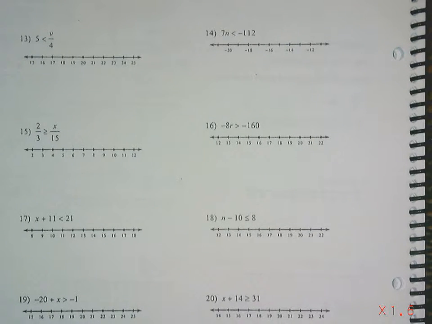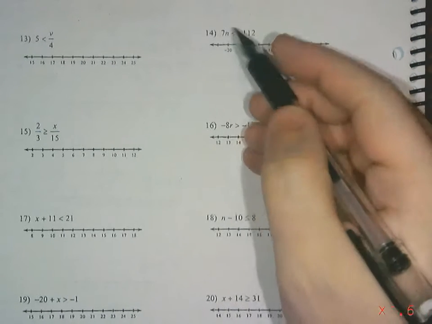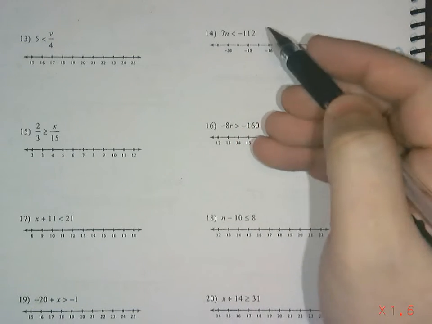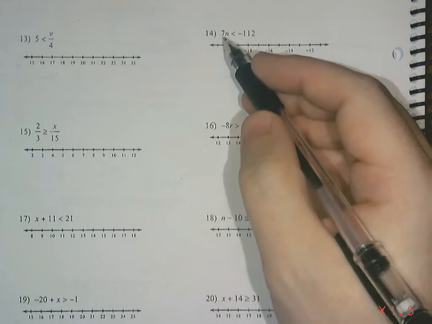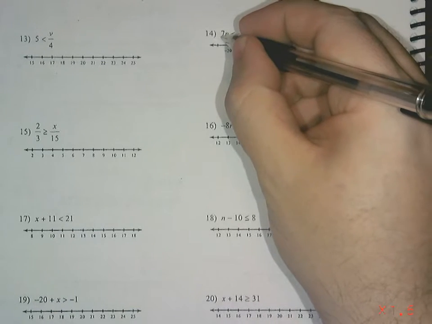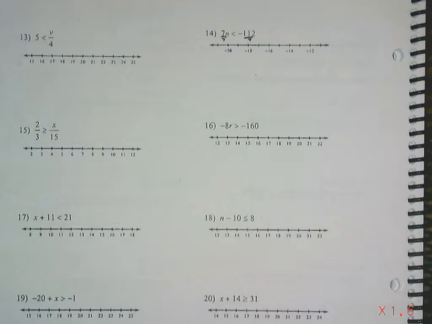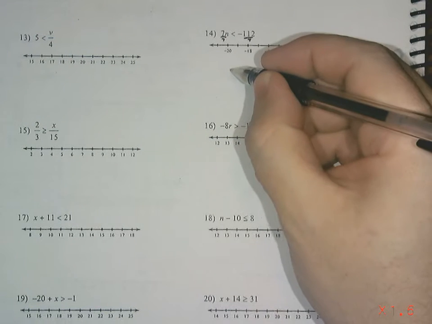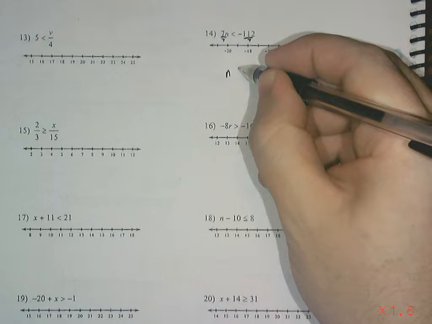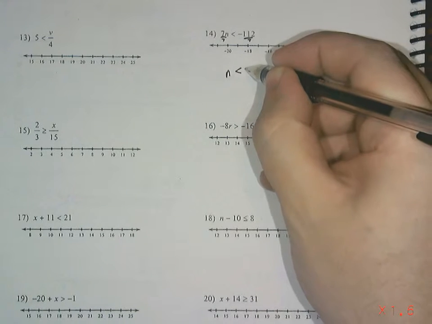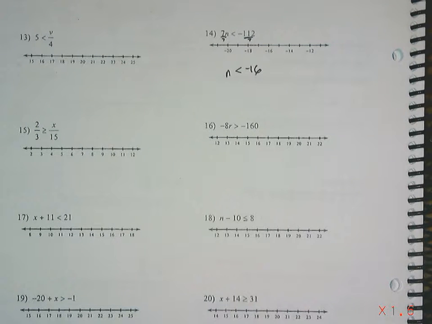Okay? So we're going to look at that equation. Let's see. So it's 7n less than negative 112. If we want to undo this, this is multiplying, so we would do the opposite, which is dividing, right? So we divide each side by 7. Negative 112 divided by 7 is going to be negative 16. So I'm going to have n is less than negative 16. Okay, so there's one answer.